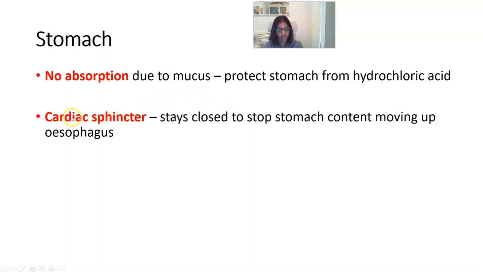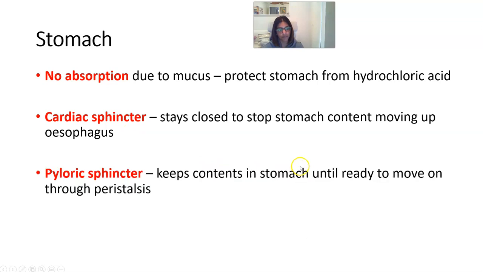The cardiac sphincter, as I've said before, is the sphincter that connects the esophagus to the stomach. This will stay closed to stop any of that acid from moving up and eroding the throat. And so when you're sick, that cardiac sphincter opens and we eject any of that contents in our stomach out of our mouths. If we do that too often, it can lead to rotting of the teeth and burning of the esophagus, which can be very painful.